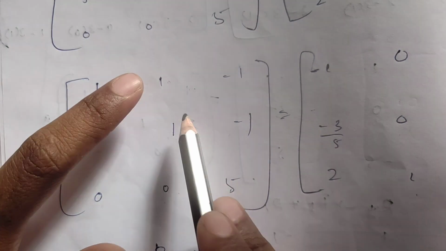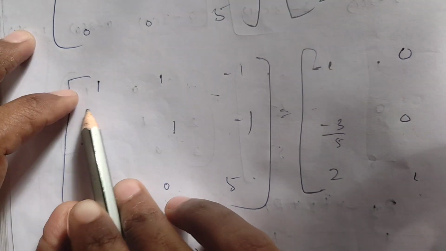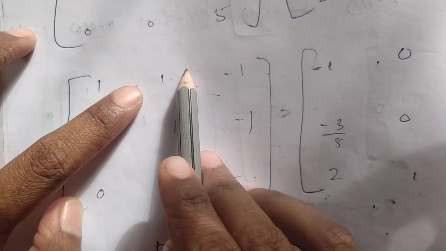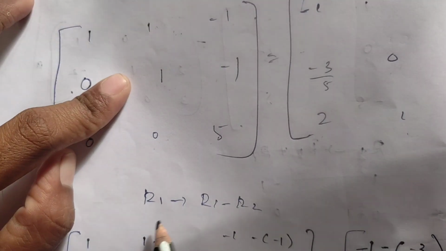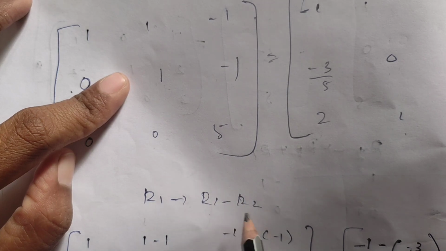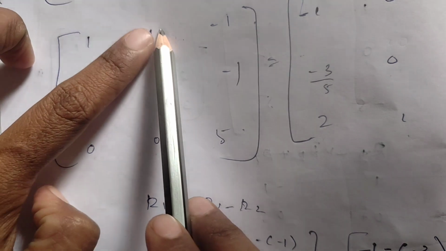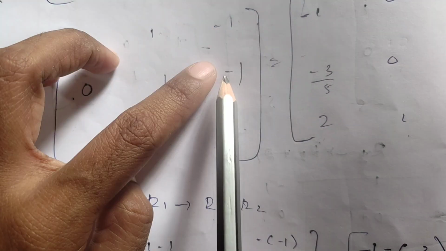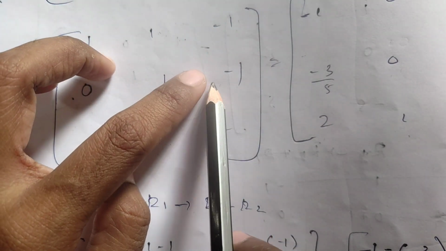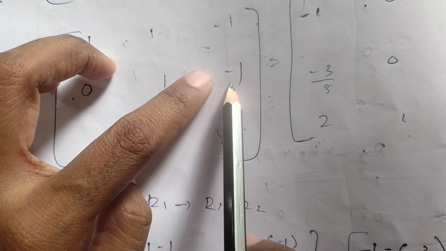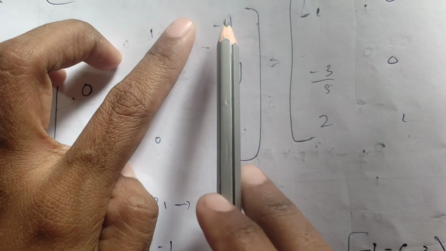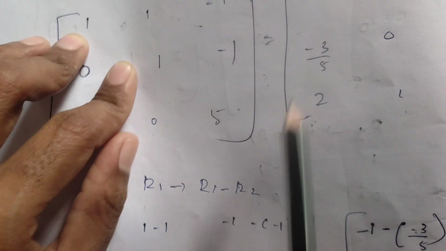1 minus 1 will become 0 here. R1 will be written like R1 minus R2. So R1 tends to R1 minus R2. So what happens? 1 minus 0, 1. 1 minus 1, 0. Minus 1, minus into minus plus 1. So minus 1 plus 1, 0.